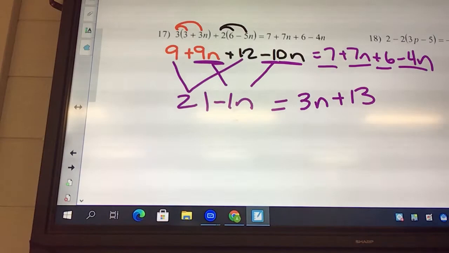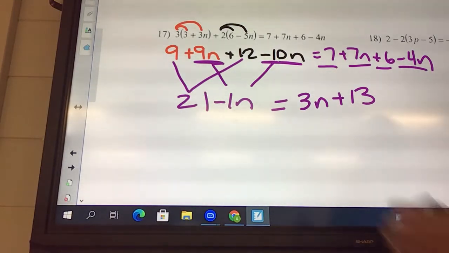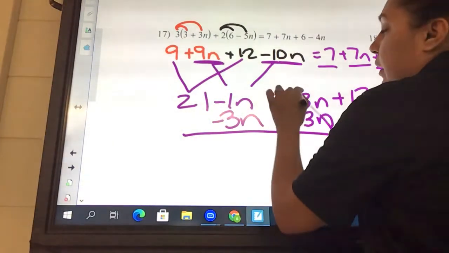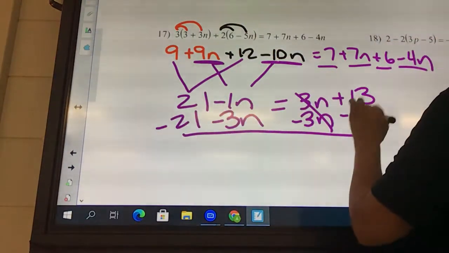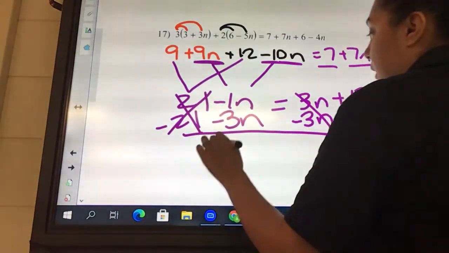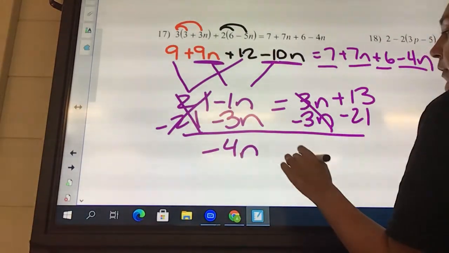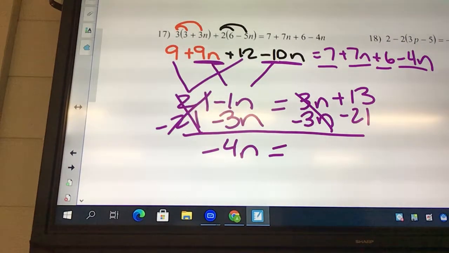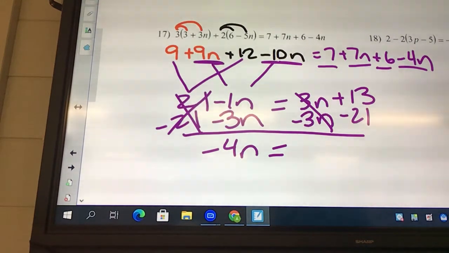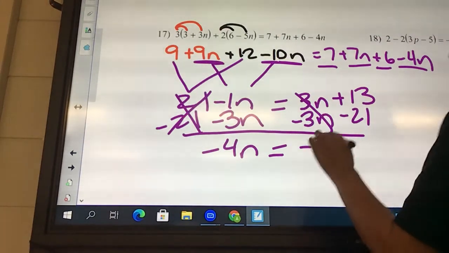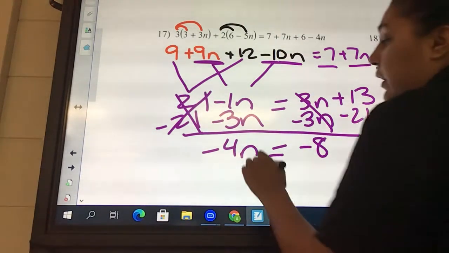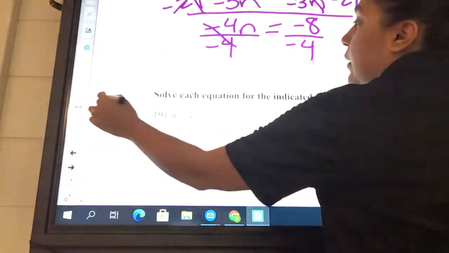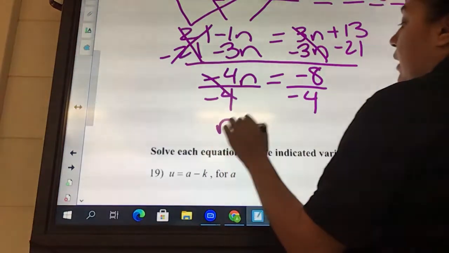Okay, and then as always, move your letters to the left, the numbers to the right. So we're going to say minus 3n, then minus 21, minus 21. Okay, so I'm going to get a negative 4n equals 13 minus 21. That's going to be negative 8, and then I divide by negative 4. Whoa, sorry. n is going to equal 2.